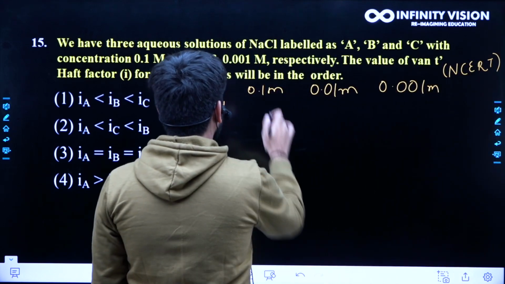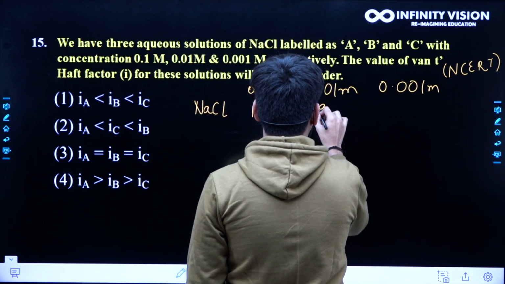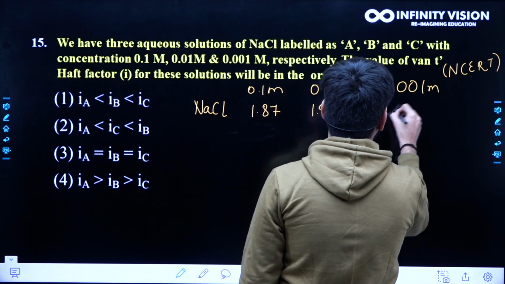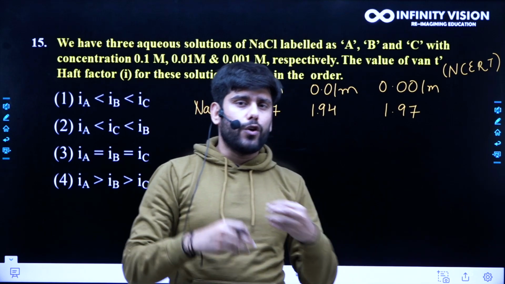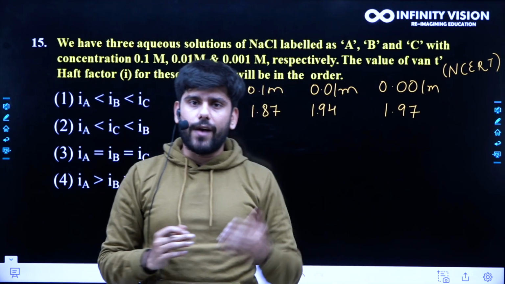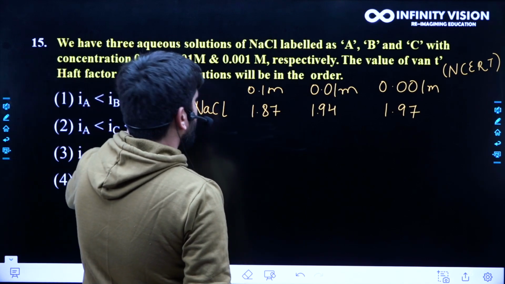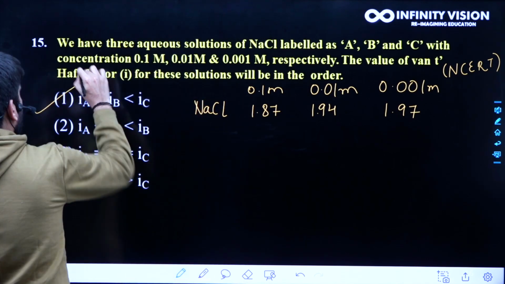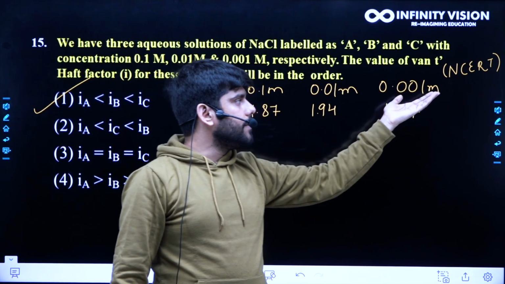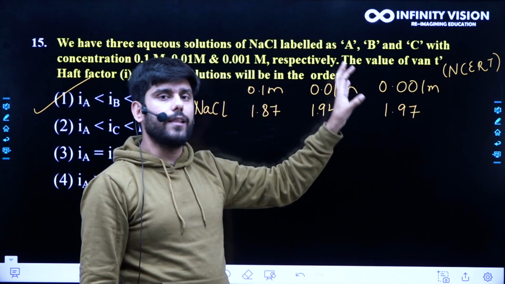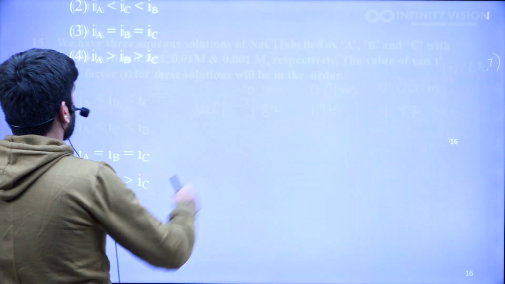There's a chart given. The value here is 1.87. The value increases, that is 1.94, and it further increases to 1.97. And when it is, we can say, infinite dilution, or there is a complete dissociation, then the i value corresponds to 2, right? So as per this, iC will be most, followed by iB, and followed by iA. So A is the right answer. Please follow the NCERT book and just check this chart over there in the solutions chapter, class 12th, right? Okay, let us move to the next question.